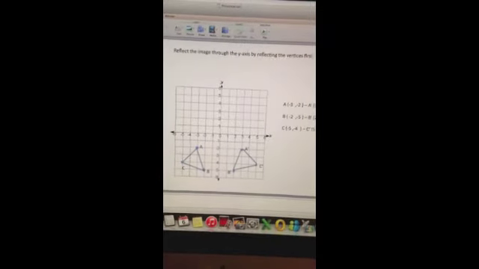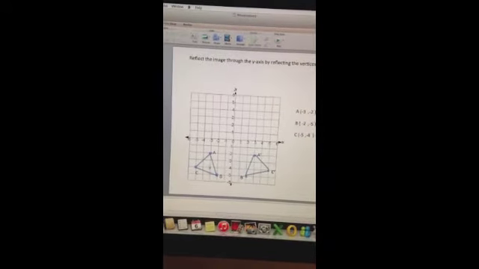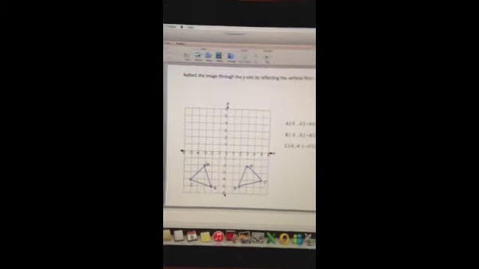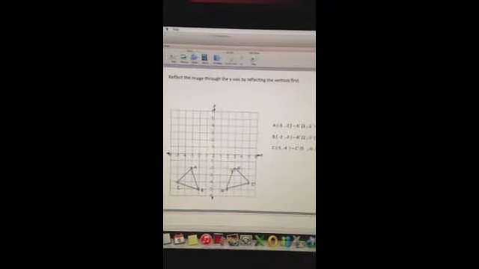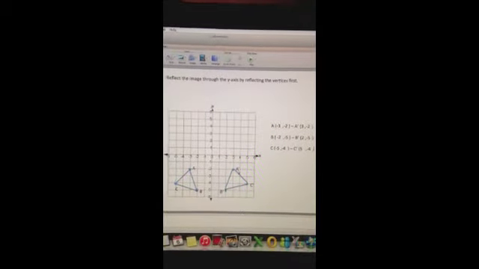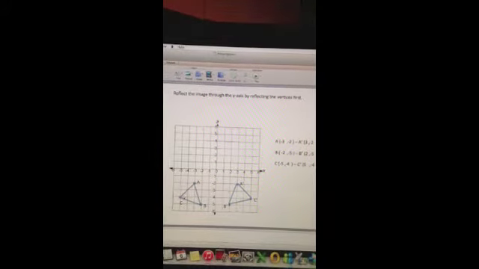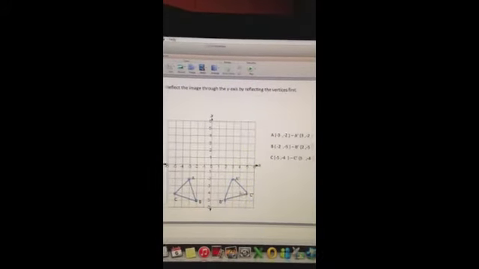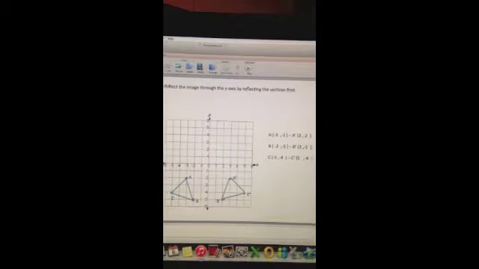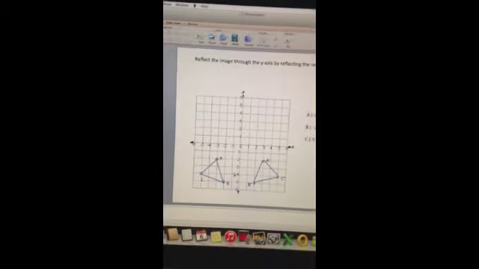So on our last slide, we're going to reflect this image over the y. Here's our original right here, and we're going to reflect it over the y over to here. Again, now our x value changes and our y stays the same. So we go from (-3, -2) to (3, -2). Our C value goes from (-5, -4) to (5, -4). And our B value goes from (-2, -5) to (2, -5). Connect the dots. Bam, Bob's your uncle.